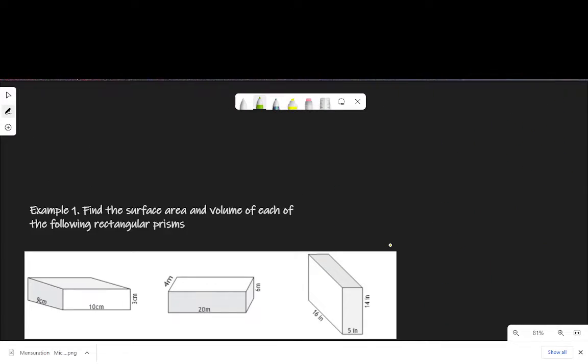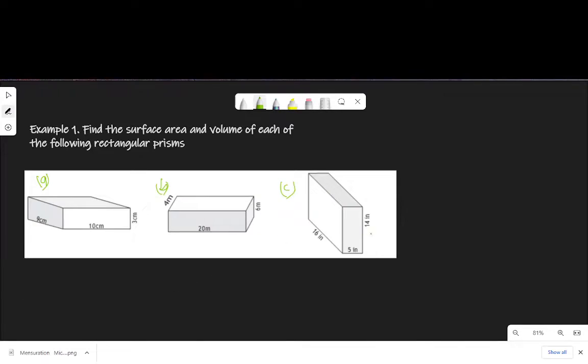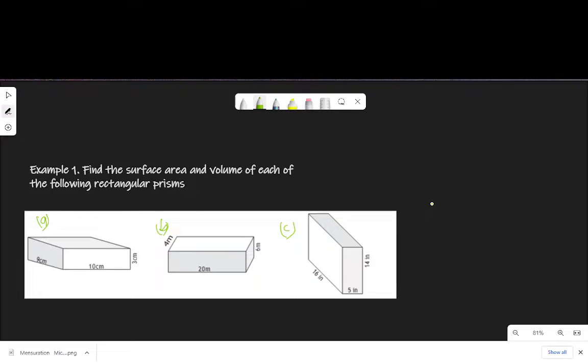I have example 1 here. It says find the surface area and volume of each of the following rectangular prisms. The first one here, let me call it A. Let me call this B. And let me call this C. Starting with area of A, surface area rather. For surface area, we have a surface here which is at the top. We have the same thing right at the bottom. So let's calculate the area of top and bottom.